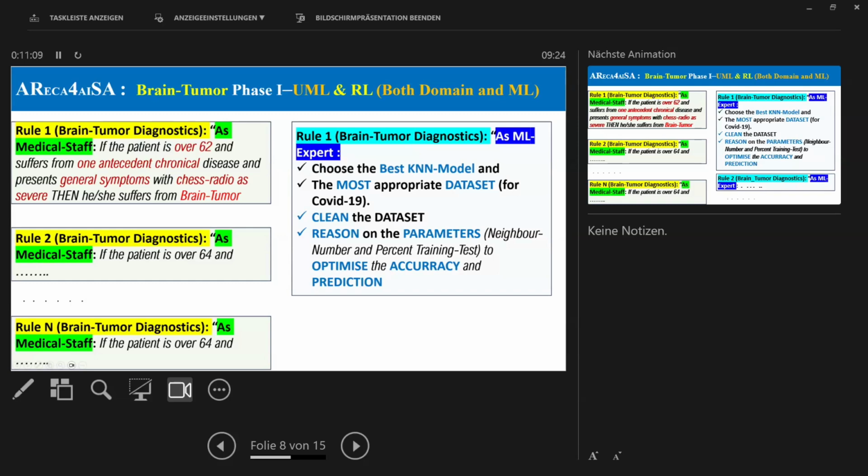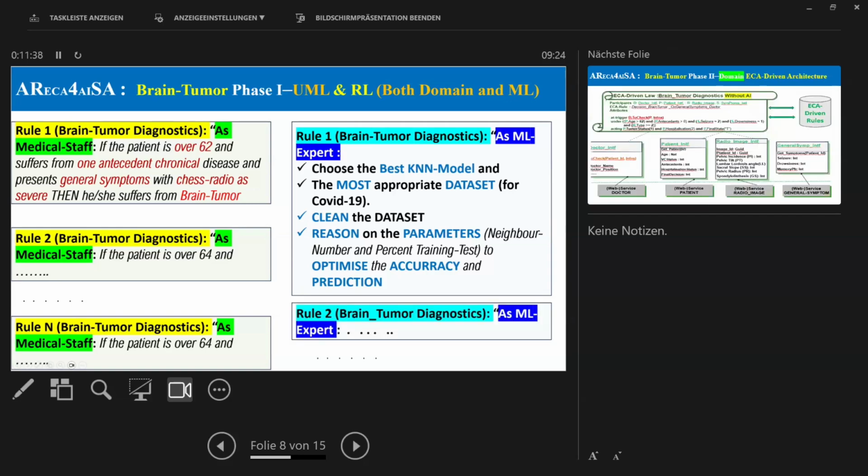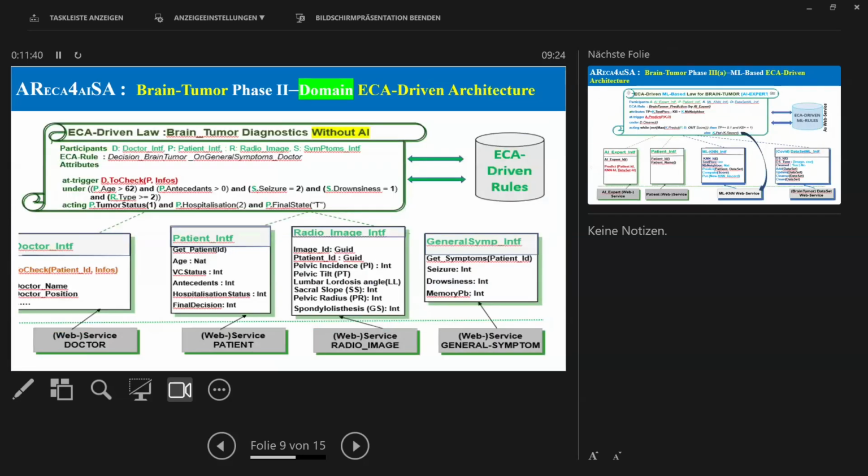In our case, for instance, the simplest and most efficient one, KNN, and the most appropriate data set, he has to clean it, and he has to reason on the explicit parameters, such as the percent of test and training, or the number of neighbors, and so on. So now, for instance, we have an informal rule and a class diagram.